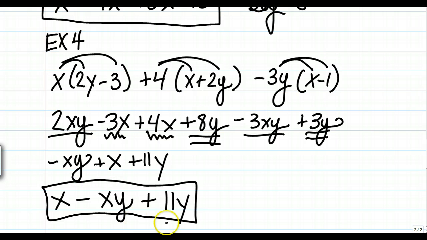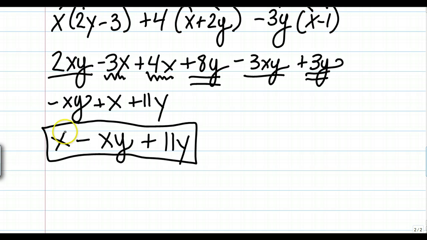Then you have to look at the degrees. And when you look at the degrees, you're looking at the highest value for the exponents. So here you have a value of 1, and here you have 1 plus 1, which is 2.